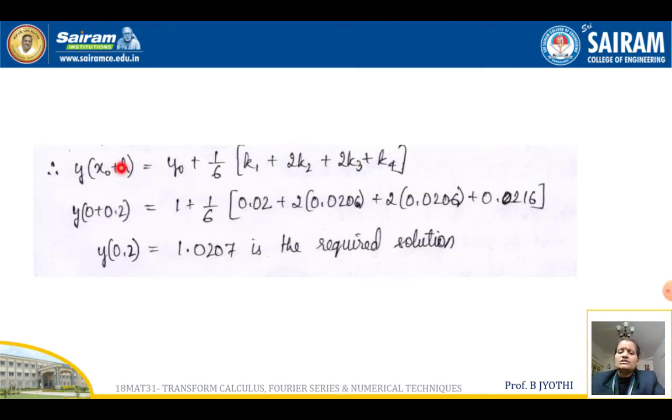So y of x naught plus h is computed using the formula y naught plus 1 by 6 times (k1 plus 2 k2 plus 2 k3 plus k4). Now let us substitute all the values of k1, k2, k3 and k4 to get 1.0207. This is the required solution.